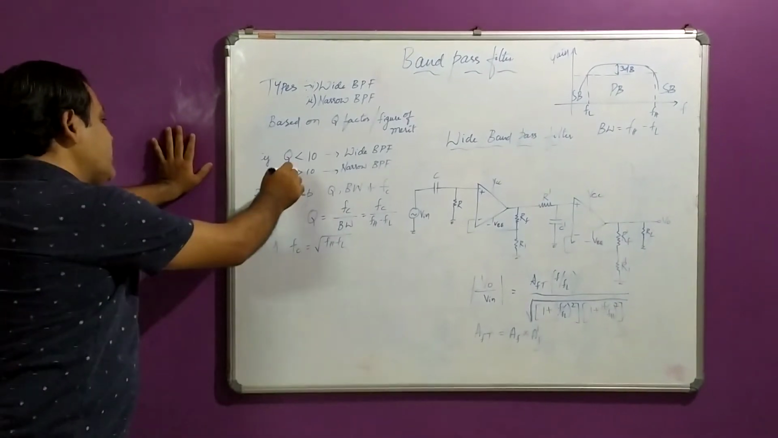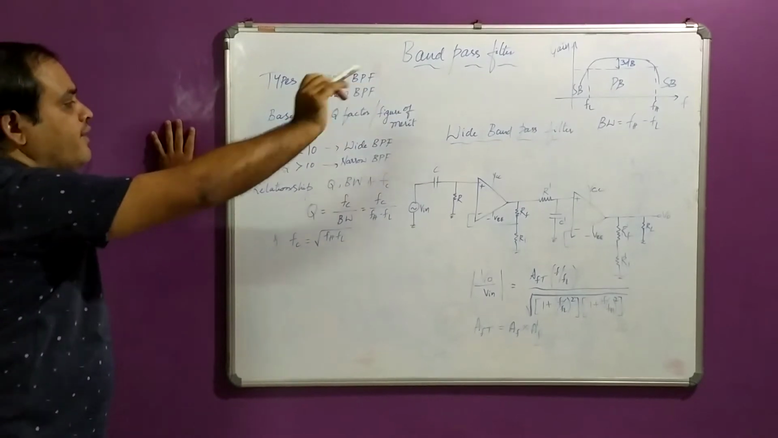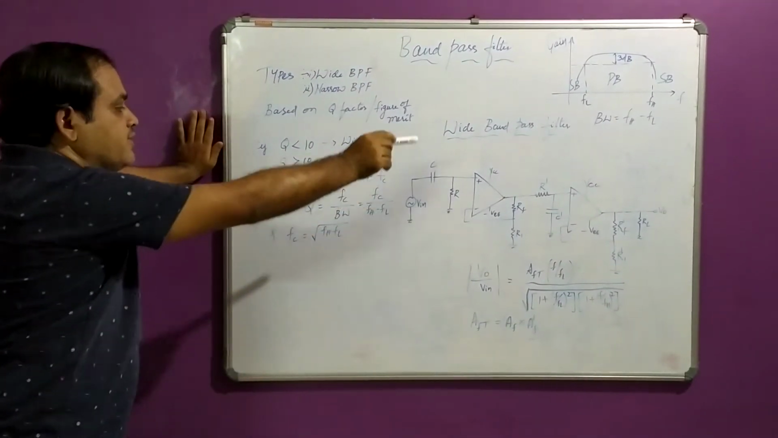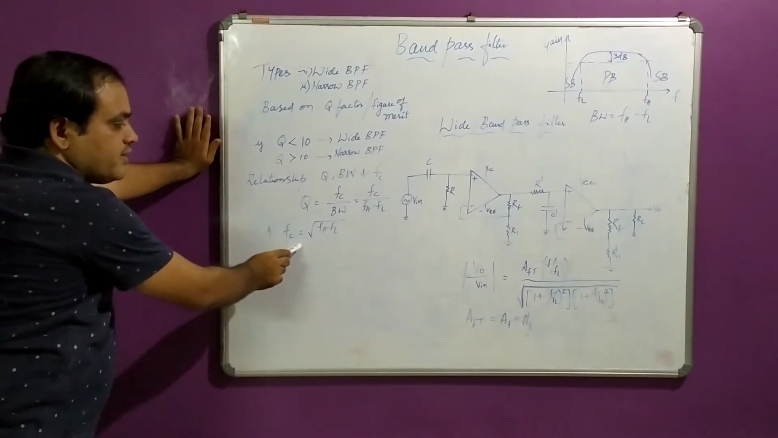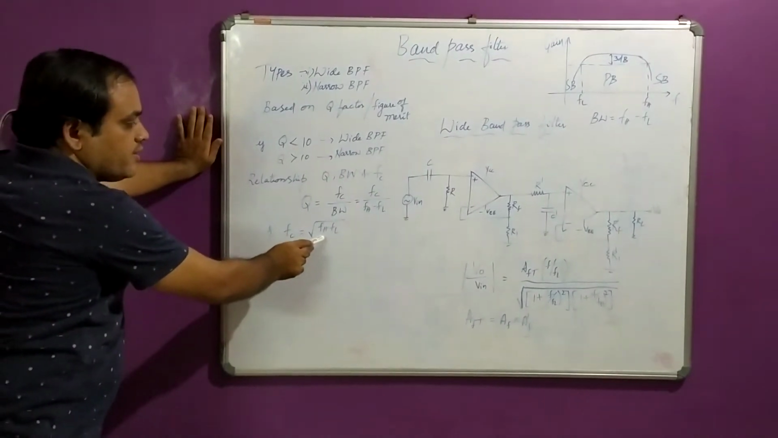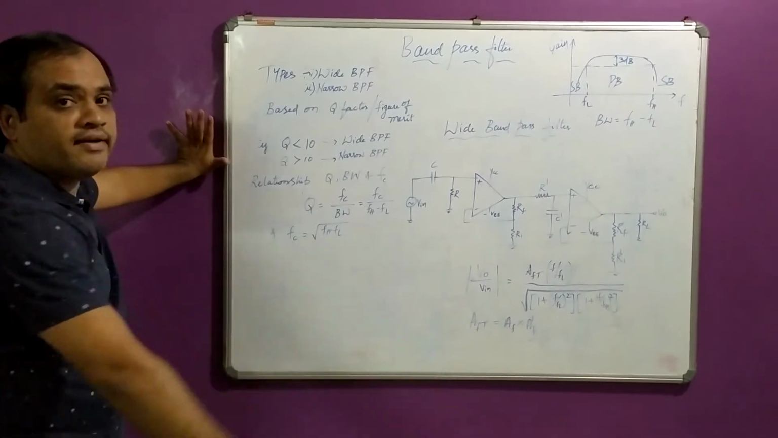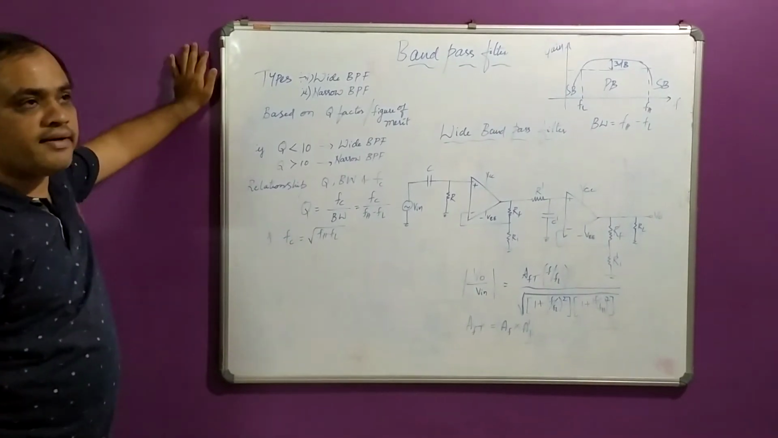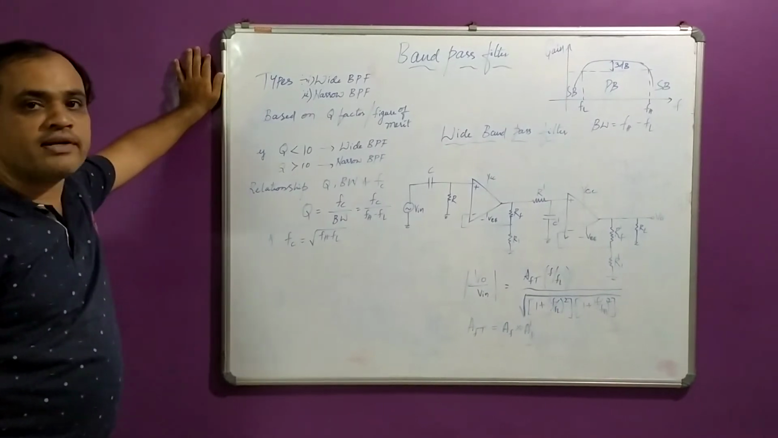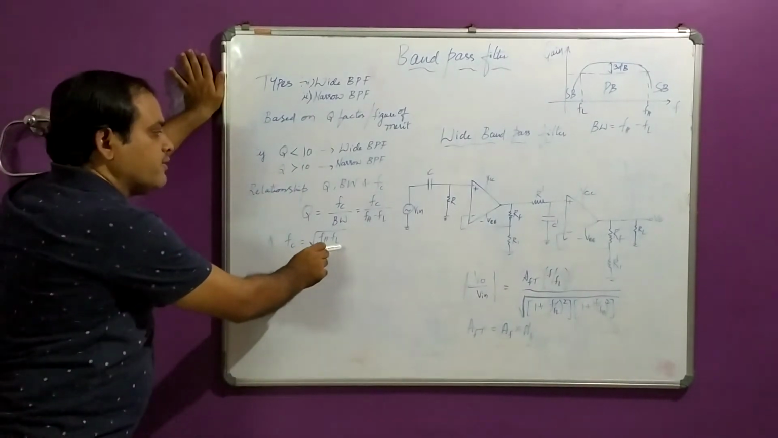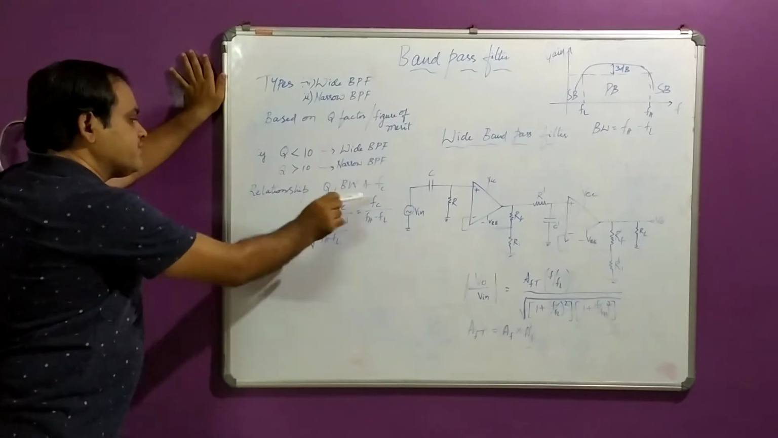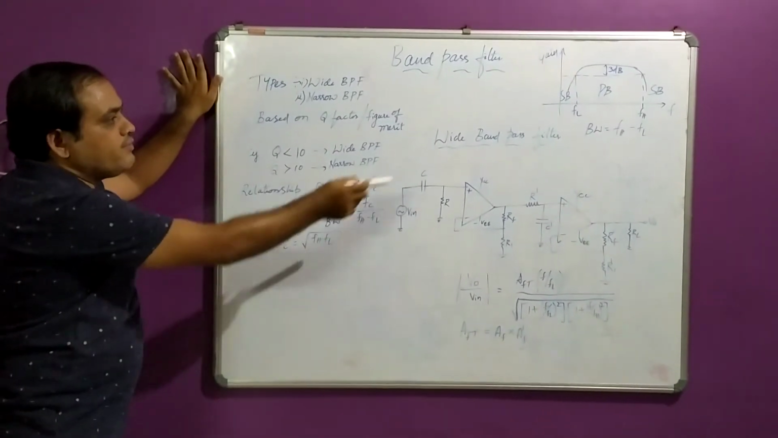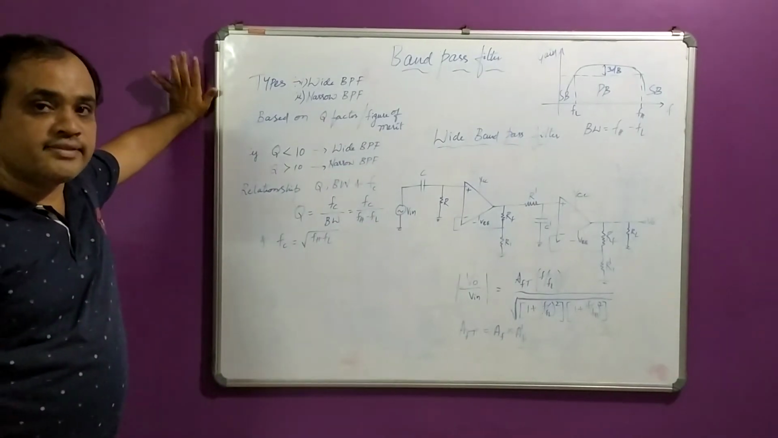Now we have a relationship between Q, bandwidth and another quantity called the center frequency. This center frequency fC is nothing but the mean frequency, in the form of the square root of the product of fH and fL. You have already done the mean value while calculating the square root of f1 into f2. Now it is fH into fL. So the relationship between these three is given as Q is equal to fC by bandwidth, where bandwidth is nothing but fH minus fL.